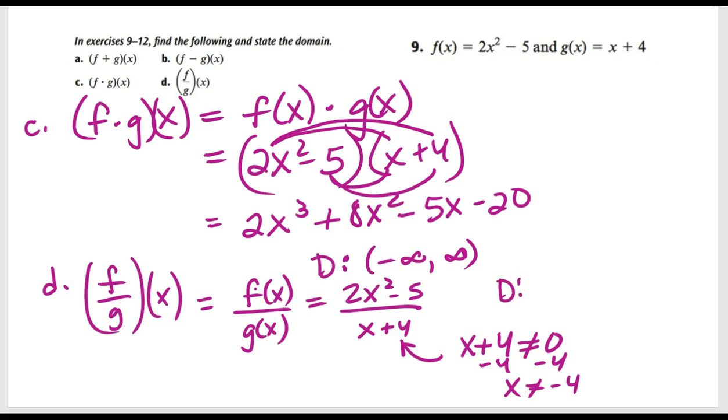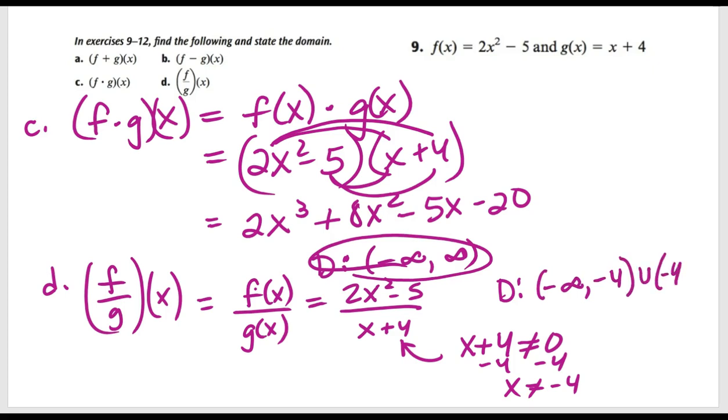So our domain is not going to be -infinity to +infinity like it will be for addition, subtraction, and multiplication. Instead, we're going to eliminate -4. So we'll say -infinity to -4, in union with -4 to infinity. And that will eliminate that -4 so that we don't create division by 0.